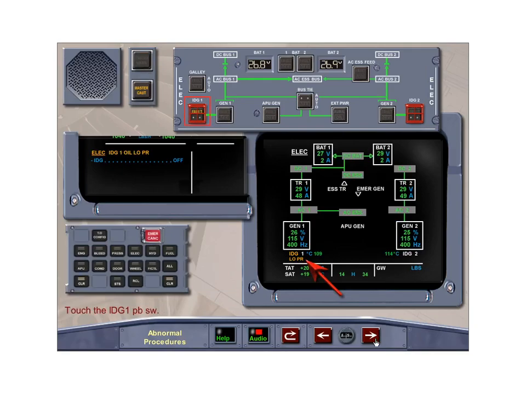If IDG oil pressure is low or overheats, the IDG oil low pressure or overheat fault will be displayed. In this case, the IDG1 low oil pressure fault is triggered due to low oil pressure in the IDG. The ECAM action is to disconnect the number 1 IDG drive from the engine. The guarded IDG push-button switch is held in until the generator push-button switch indicates fault. Do not push the IDG push-button switch longer than 3 seconds, or damage to the disconnect solenoid may occur. Touch the IDG1 push-button switch to complete the ECAM actions.